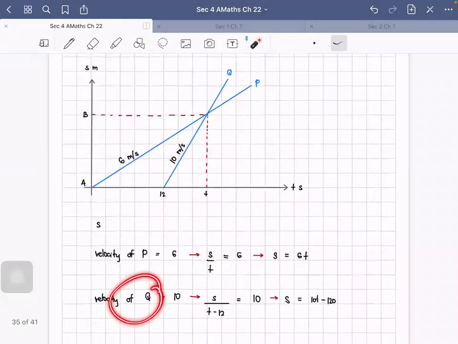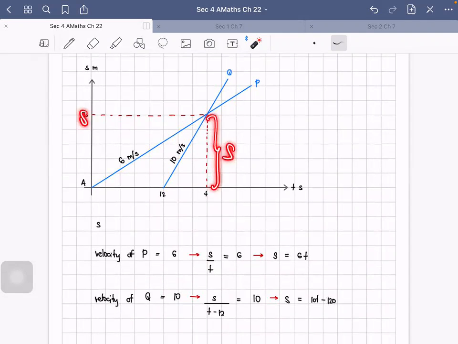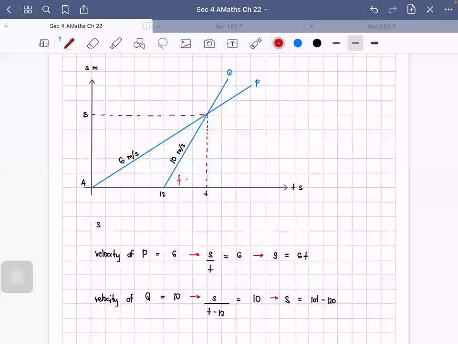And then for Q, the velocity of Q, the gradient of Q, is equal to 10. So how do you get this? What is the height? This is S, right? And then how do you indicate this? By the way, this is T, right? And if you want this portion, this is T minus 12 because this is 12 seconds. So the remaining is T minus 12, so S over T minus 12 equals 10. Simplifying this, I'll express this in terms of T. So S is equal to 6T, and S is equal to 10T minus 120.